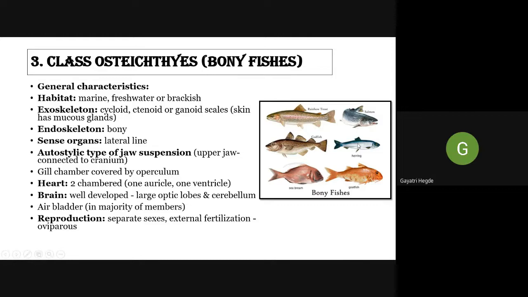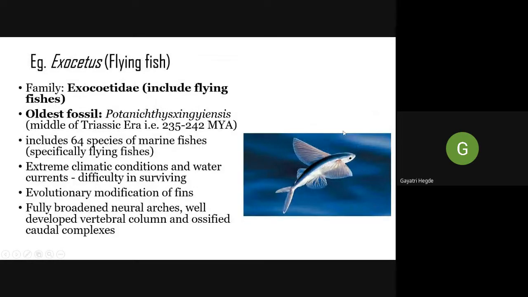Okay, now under bony fish, we will be studying an interesting fish as an example. The example taken is Exocetus. This Exocetus is commonly called flying fish. There is a small topic in your textbook where they have mentioned the classes of Osteichthyes. I have not included it because this is an example study. There are two subclasses in bony fishes: one is Sarcopterygii and the second is Actinopterygii.